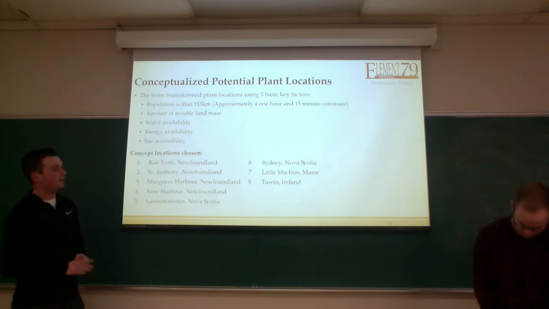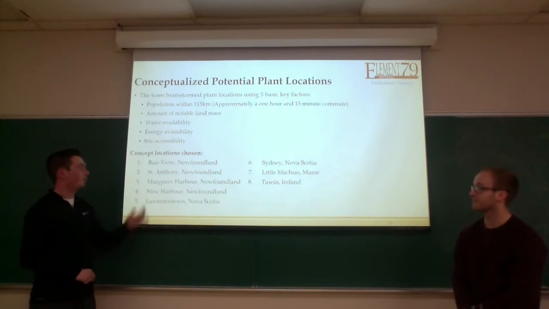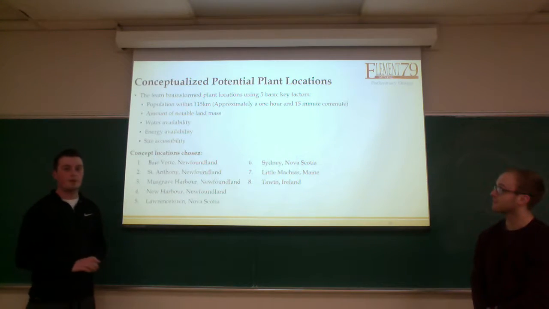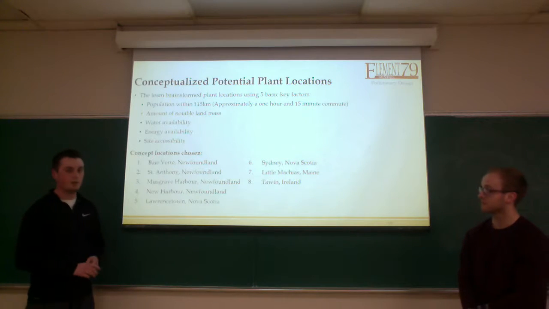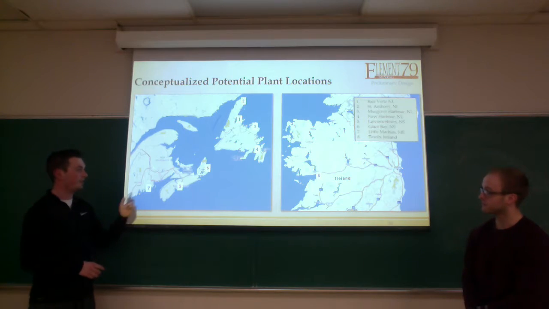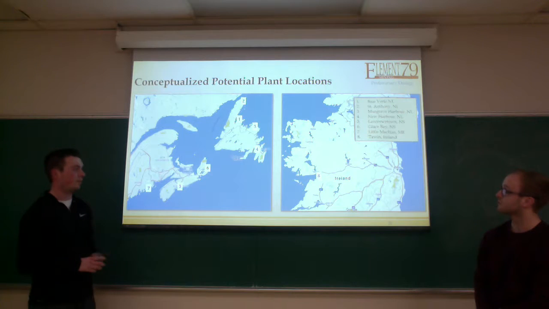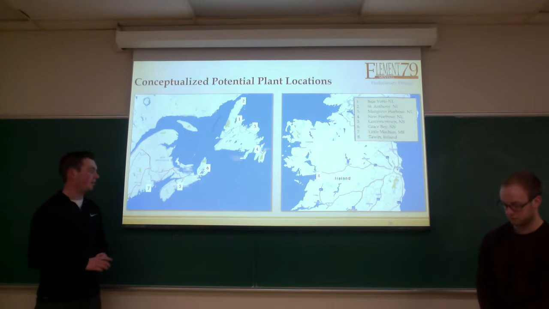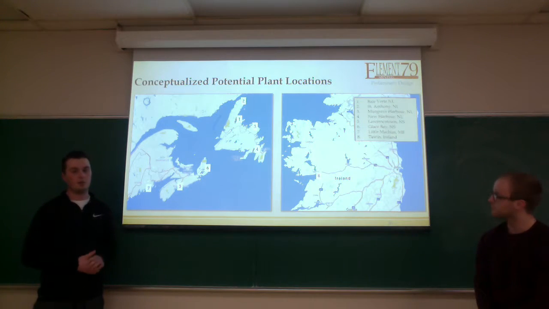Next we got into our conceptualized plant location. Some of the factors we chose in picking our plant locations are above, and then we have our 8 locations down below. This is a map of the 8 locations. We have 4 in Newfoundland, 2 in Nova Scotia, 1 in Maine, and then our last one over in Ireland.